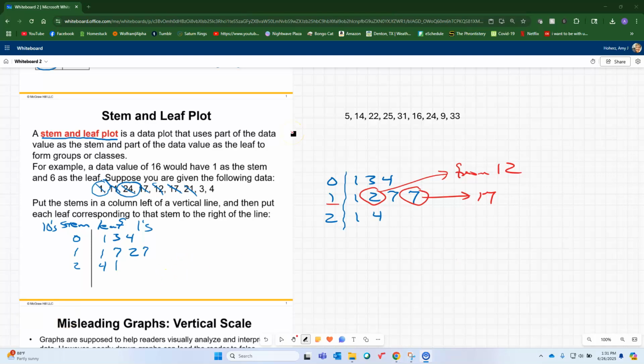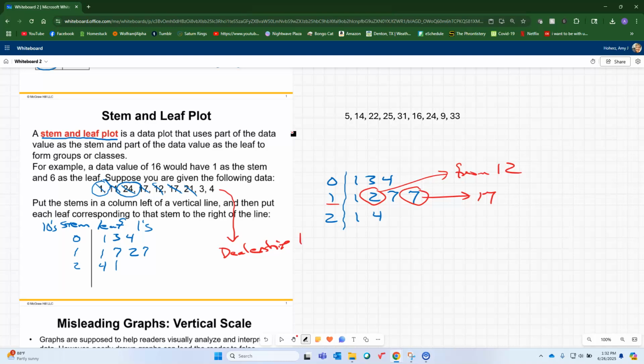Okay, so I'm going to add something to this. I've added a new data set up here because in your homework, it doesn't show it on any of our slides, but sometimes they have you do what's called a back-to-back stem and leaf plot. So let's just make up what this is. Let's say this is car dealership number 1.